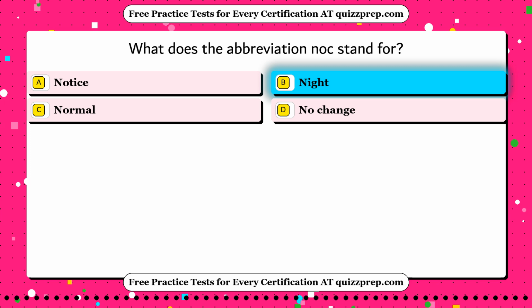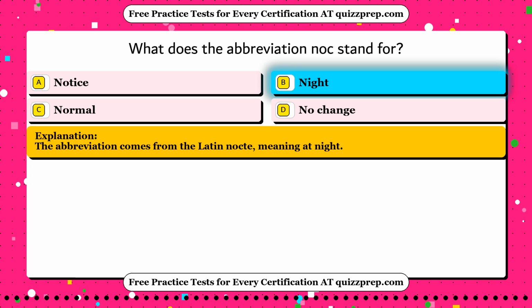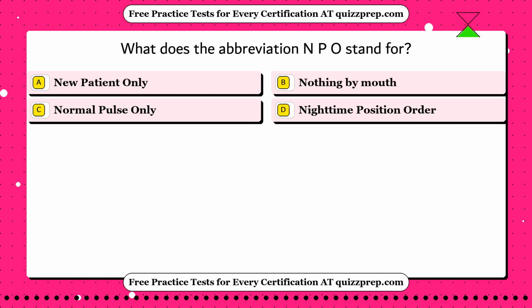The correct answer is option B, night. The abbreviation comes from the Latin noct, meaning at night. Question 78. What does the abbreviation NPO stand for? Option A, new patient only. Option B, nothing by mouth. Option C, normal pulse only. Option D, nighttime position order.